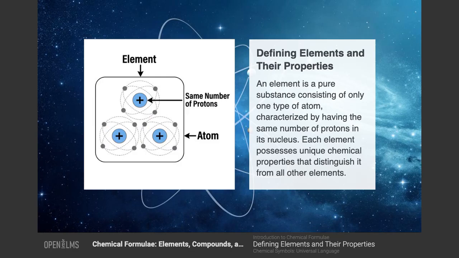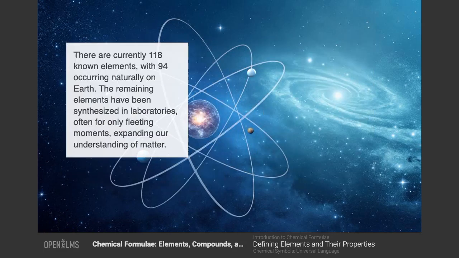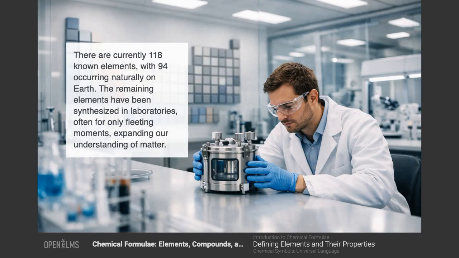Defining elements and their properties. An element is a pure substance consisting of only one type of atom, characterized by having the same number of protons in its nucleus. Each element possesses unique chemical properties that distinguish it from all other elements. There are currently 118 known elements, with 94 occurring naturally on Earth. The remaining elements have been synthesized in laboratories, often for only fleeting moments, expanding our understanding of matter.